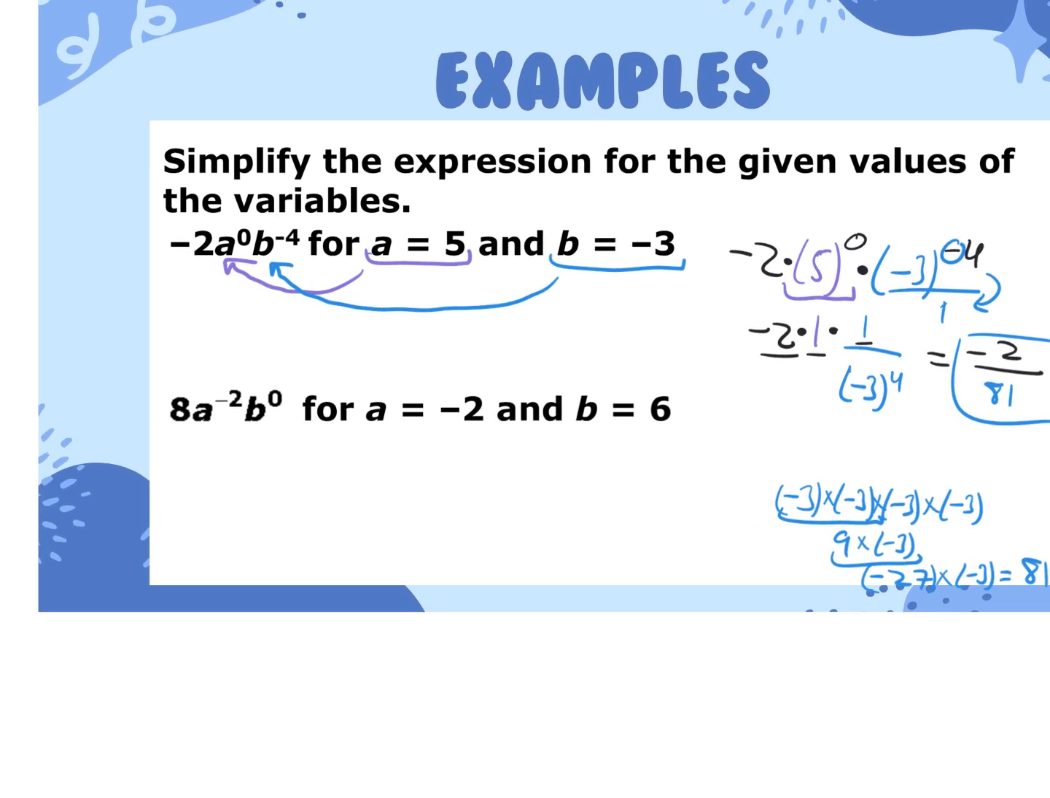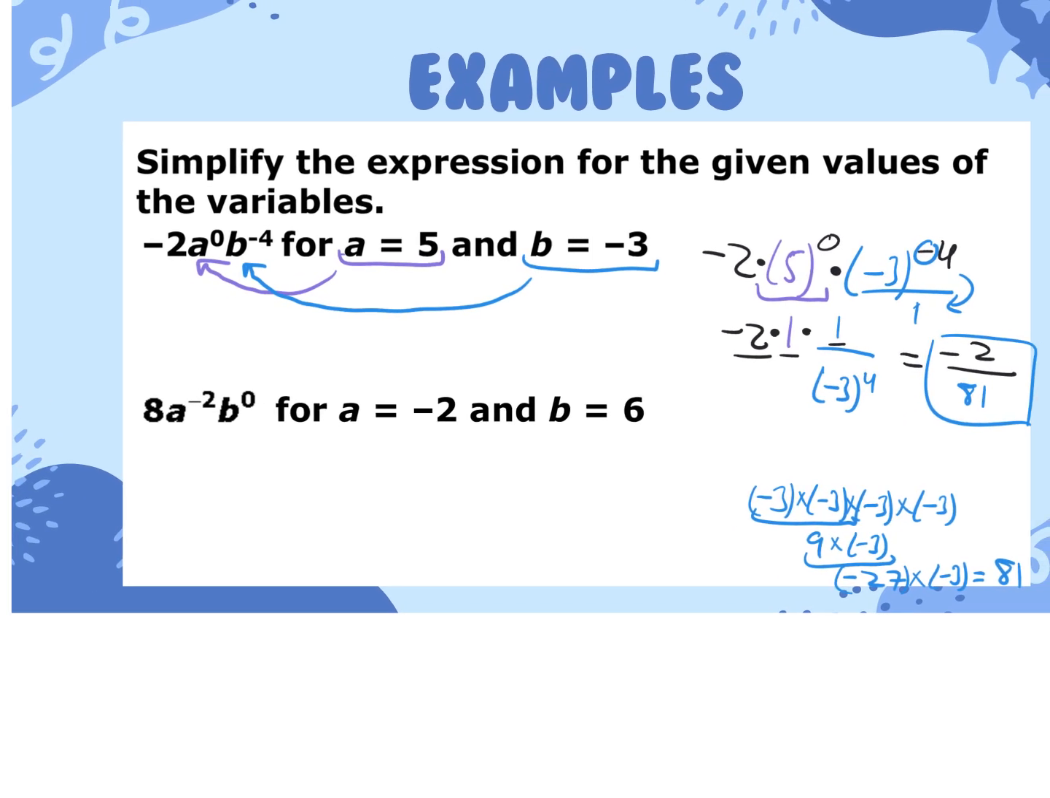All right, so let's do the same thing with the next one. I have a equals negative 2, so I'm going to go ahead and plug that in wherever I see the a. And then I have b equals 6, so I'm going to plug that in wherever I see b. And then I have an 8. A, I know that that's negative 2, to the power of negative 2. And then b, I know that that's 6, to the power of 0.